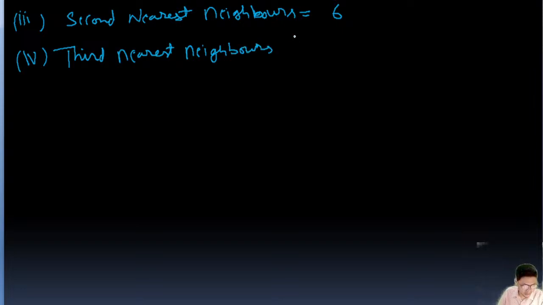The number of third nearest neighbors is equal to 12, at a distance of root 2a. Next, we'll find the atomic radius from the front view of BCC.